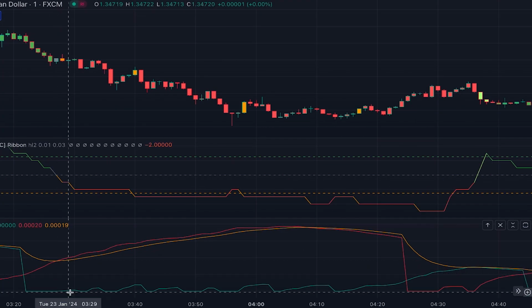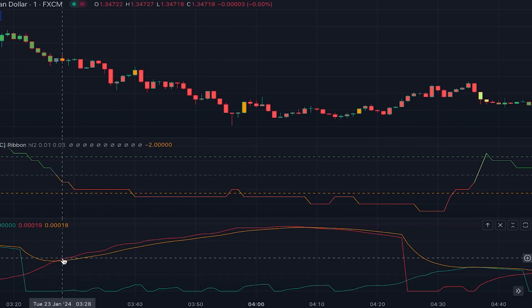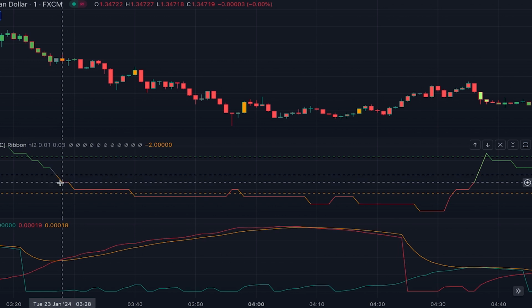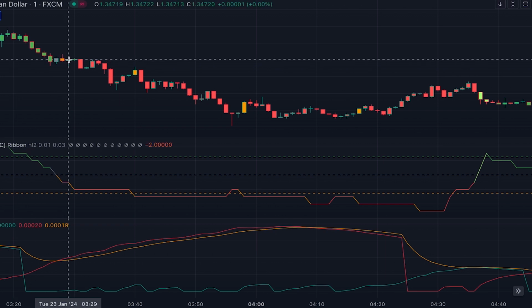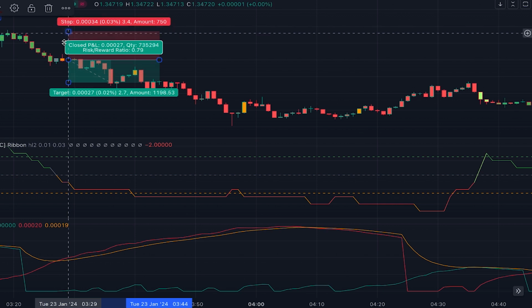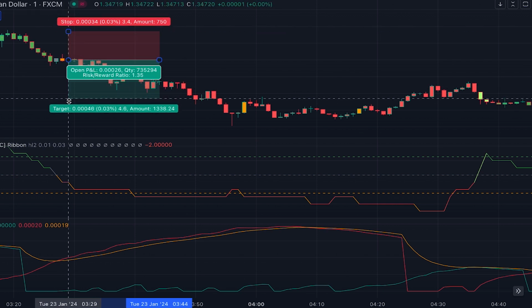Alright, when the red line crosses above the orange line, this is a sell signal, and the sell signal is confirmed only if here in this indicator the line is below the center line. So here the sell signal is confirmed, and we can enter a short position here at this point where the new candle is opened. The stop loss above the previous swing high and the profit at 1.5 risk to reward ratio.